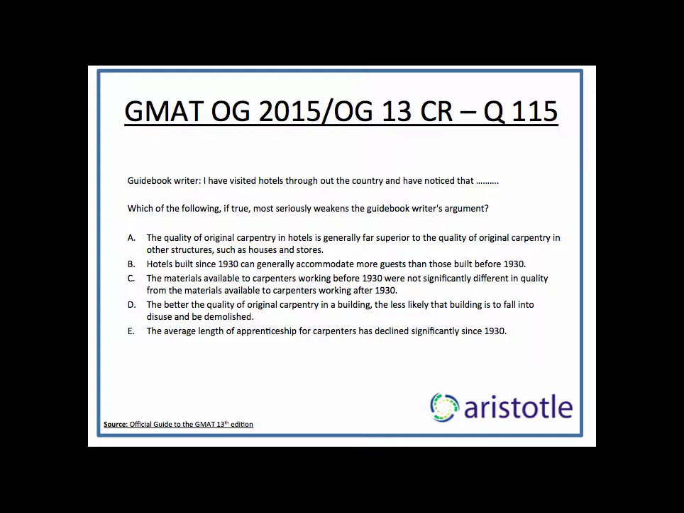For example, E says the average length of apprenticeship for carpenters has declined since 1930, which could probably explain the lack of skill of carpenters after 1930. But that is not the idea. We are not supposed to explain anything. We have to weaken the argument, and D is the only option that weakens the argument. And you will only get to that answer if you realize that you are being tested on representativeness. Otherwise, it's a very difficult question and people keep struggling with it.